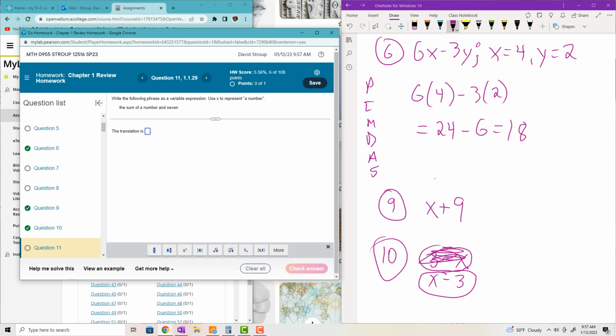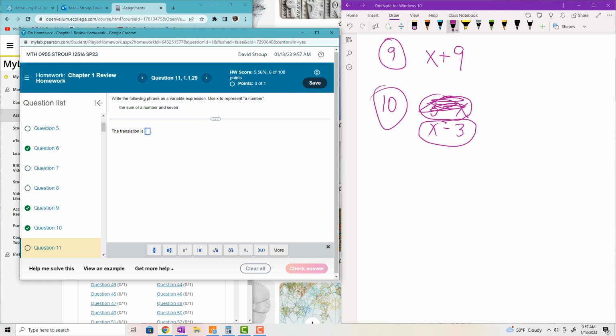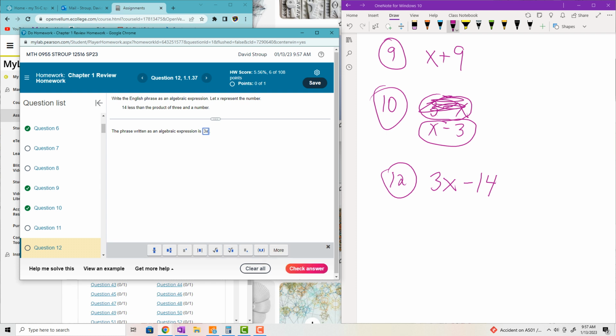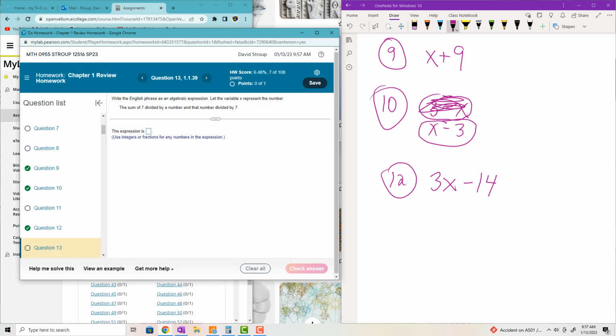Okay. So the sum of a number and 7. So that's just going to be x plus 7. So great. 14 less than. That less than means you're subtracting away the 14. So you have 14 less than the product of 3 and a number. So the product of 3 and a number is 3x, and then you're removing 14. Right, so 3x minus 14. Let's make sure that's right. Yay.